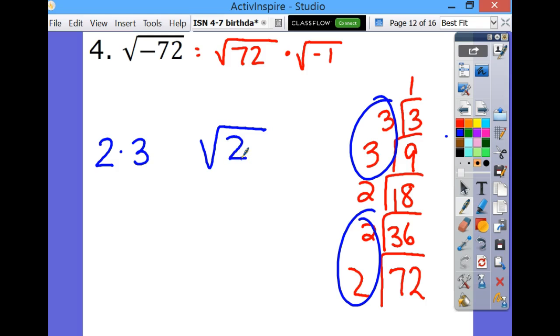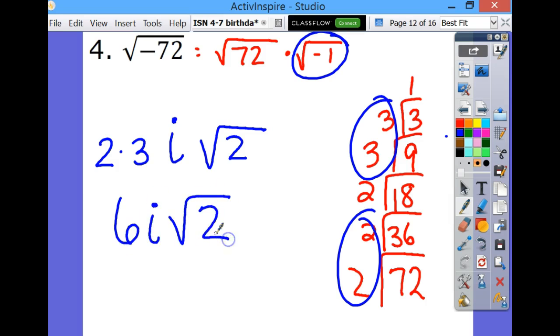And 1 times 2 is 2. And I skipped a space here because there's something else we haven't done yet. What is this equal to? And that's usually, this is the order we usually write it in. 6i square roots of 2. Whole number, I, radical sign. That would be the order that we would write it in. That's just the traditional order.